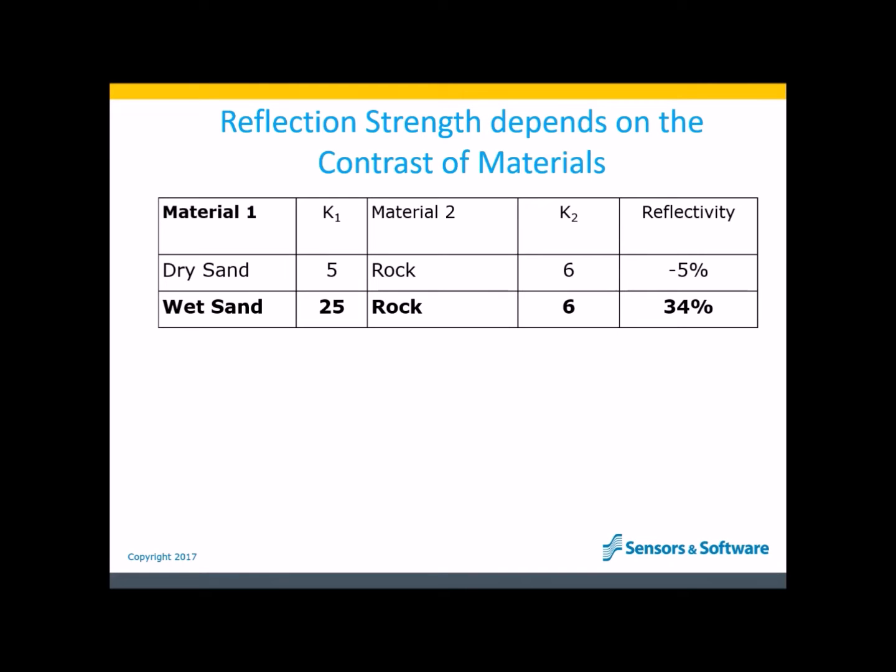Okay, let's add water to that dry sand and make it wet sand. So now we are going from a wet sand with a K of 25 to rock with a K of 6. The reflection coefficient is 34%. So we get a lot more energy reflecting and therefore a stronger boundary in our GPR line. Keep in mind that the only change in this scenario is that the dry sand is now wet sand. So let's talk about this for a minute.